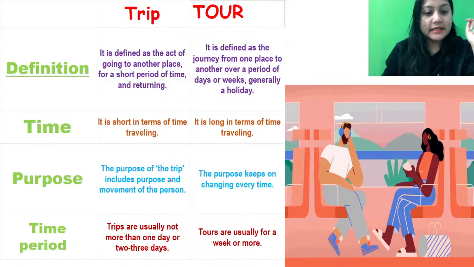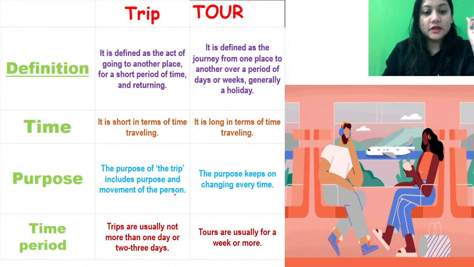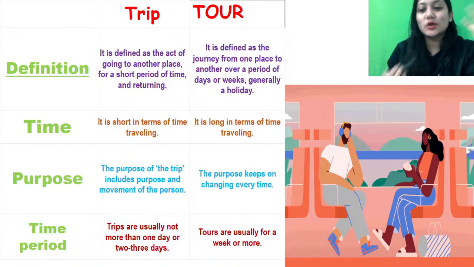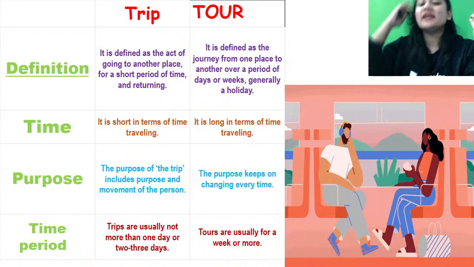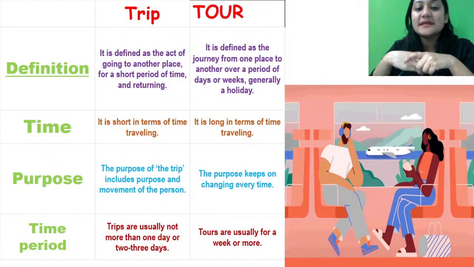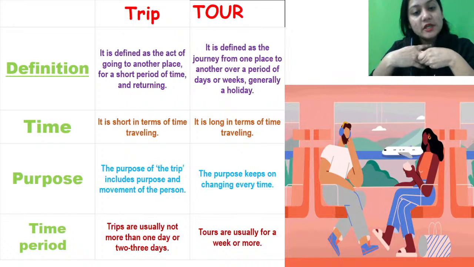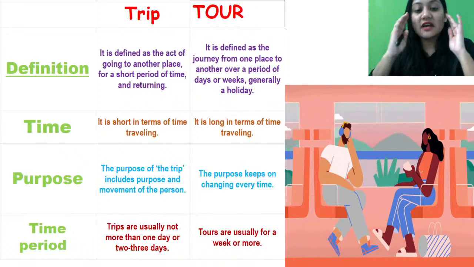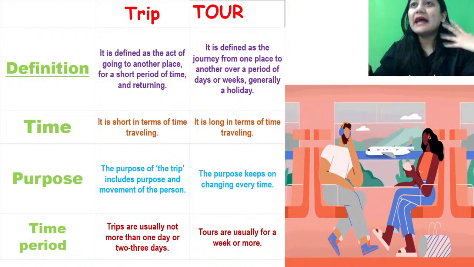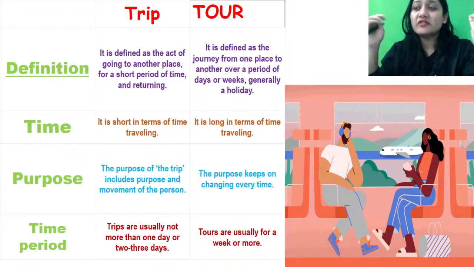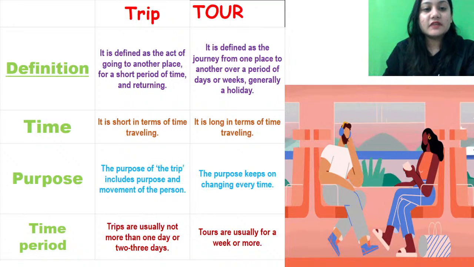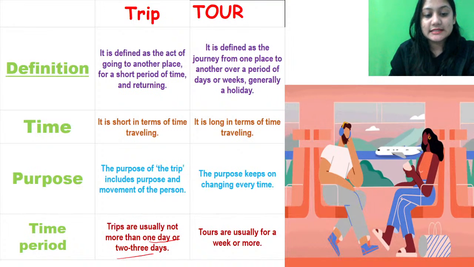Purpose of trip includes movement of the person and the purpose keeps on changing every time. हमारा tour पे कुछ भी plan कर सकता है. हम एक agenda के साथ नहीं जाते. ऐसा नहीं है कि मैं एक business meeting के लिए जा रही हूँ. So it will be called a trip. मैं उसको tour नहीं बोल सकती हूँ. Right? Because मेरा यहाँ पे agenda fixed है. यहाँ पे I can sometimes go for bungee jumping if I want to, if I can go for skydiving, so it may change. Time period for trip are usually not more than 1 day or 3 days, right?